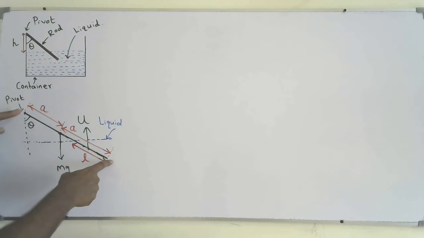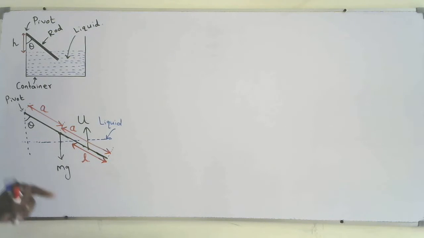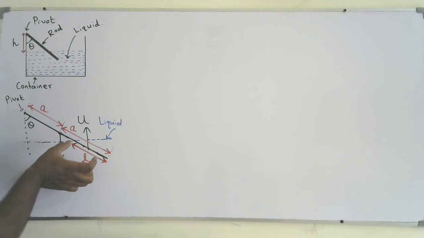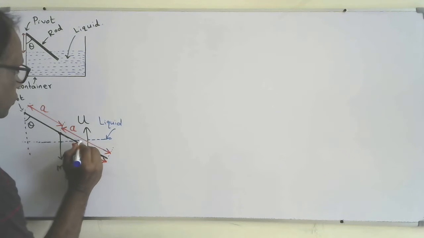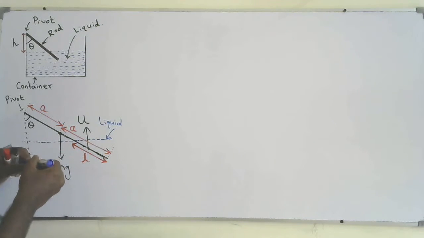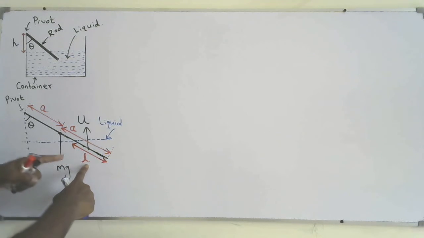So the total length is 2a. The question is saying the total length of the rod is 2a. So the center of mass will be here, from the pivot at a distance a. The length of the rod inside the liquid, we don't know, it's not given. So we take it as L. So the length of the rod inside the liquid is L, right?